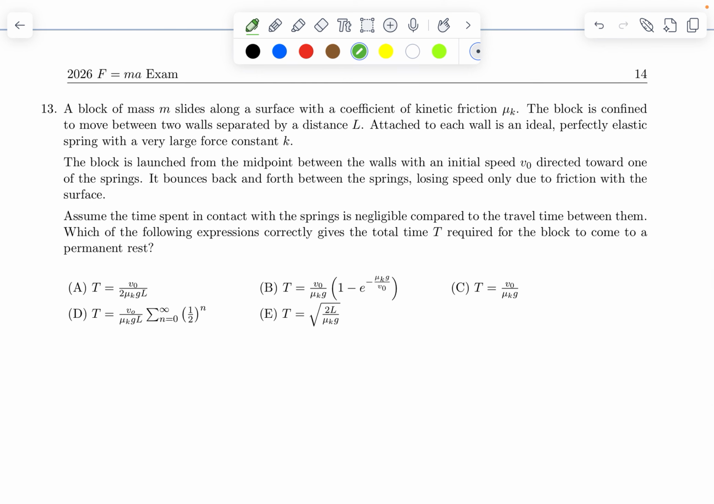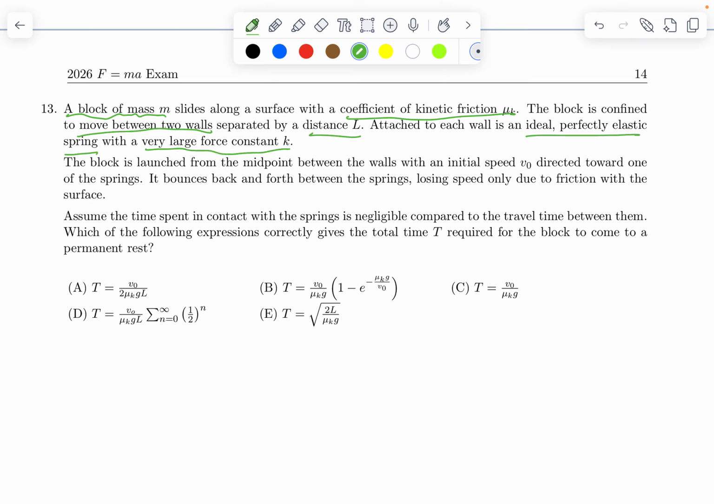Let's start by reading it. A block of mass m slides along a surface with coefficient of kinetic friction mu k. The block is confined to move between two walls separated by a distance L. Attached to each wall is an ideal, perfectly elastic spring with a very large force constant K.